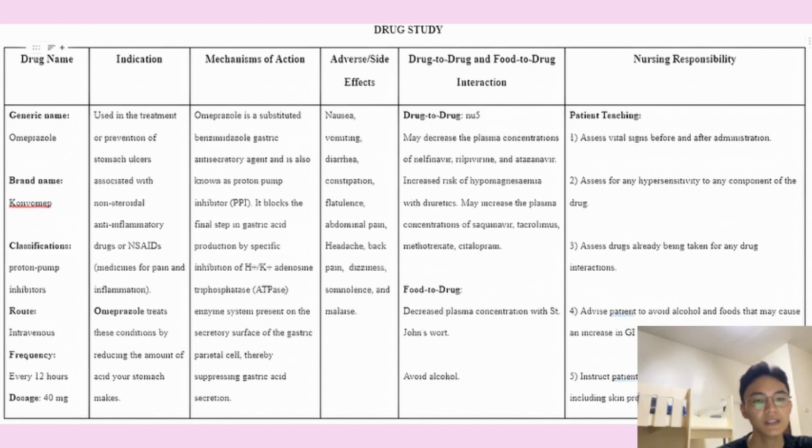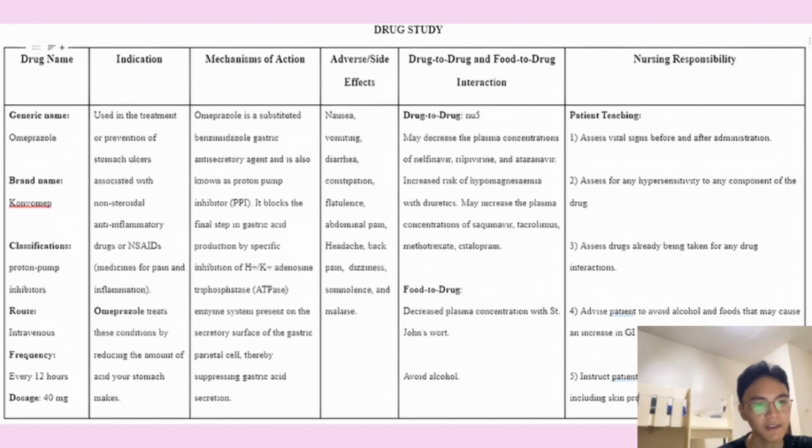Omeprazole is a substituted benzimidazole gastric anti-secretory agent and is also known as a proton pump inhibitor, which helps block the final step in gastric acid production by specific inhibition of the adenosine triphosphatase enzyme system present on the secretory surface of the gastric parietal cell, thereby suppressing gastric acid secretion.